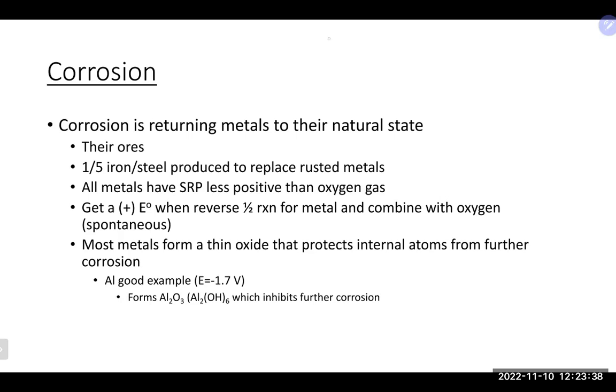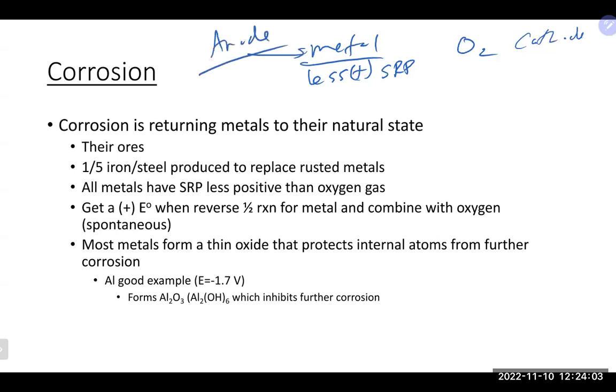If you have a metal and you have oxygen, and the metal has a less positive SRP, when these two get hooked up together in a redox reaction, like a galvanic cell, which one would be the cathode? Oxygen would be the cathode. The metal would be the anode, where oxidation occurs, and that is basically corrosion. So the oxidation of those metals will corrode, and it will be spontaneous as well, right? That process will cause corrosion to occur.